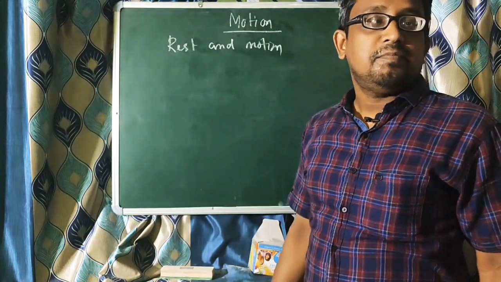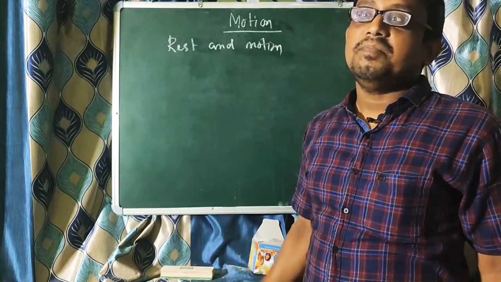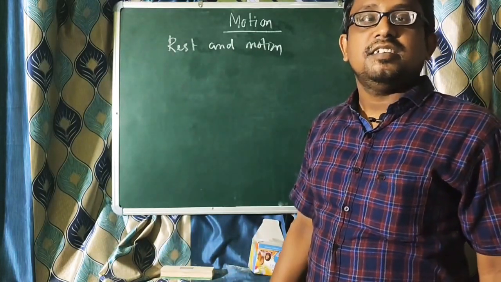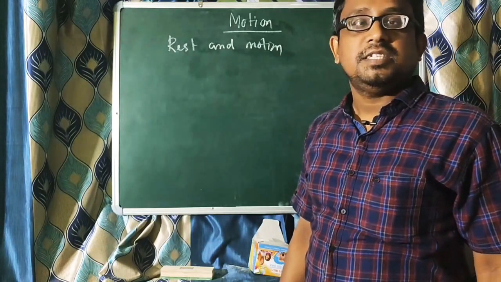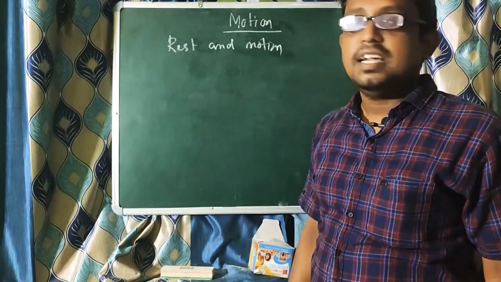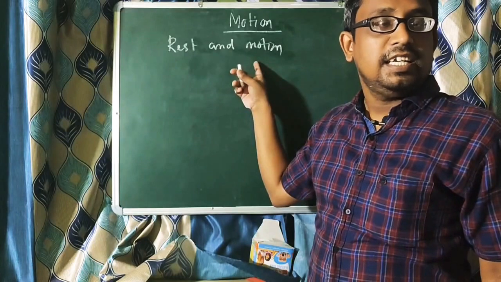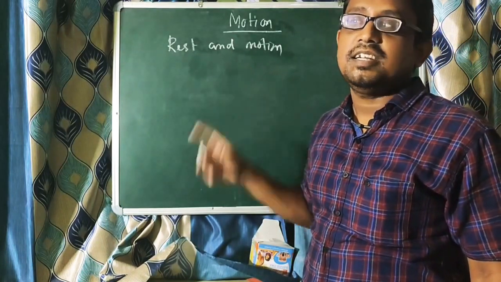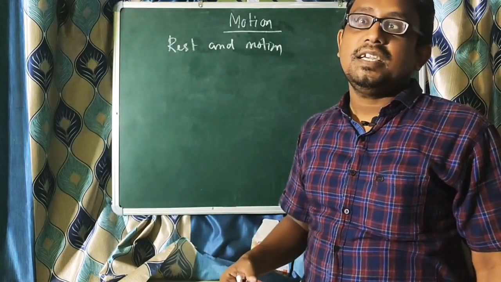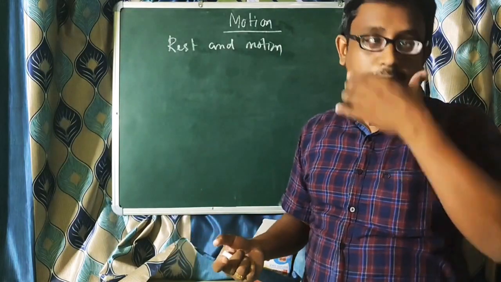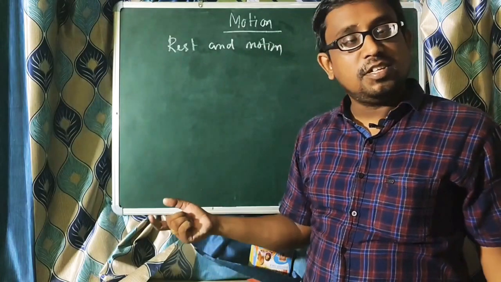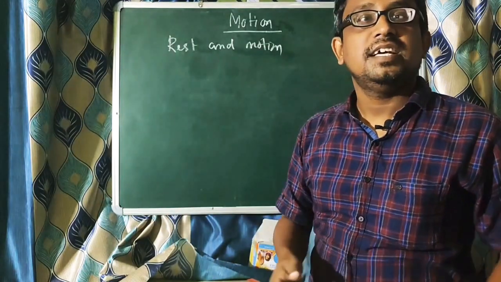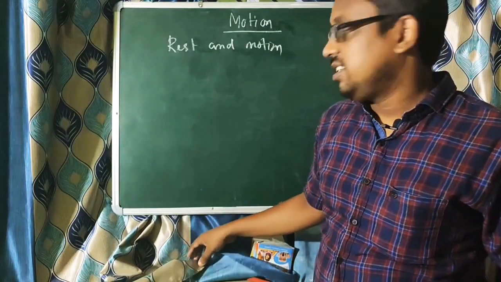Now you have read in previous classes that a body is said to be at rest if the body does not change its position with respect to time and surrounding, and a body will be in motion if it changes its position with respect to time and surrounding. That means if the body changes its position, then the body will be in motion. If the body does not change its position, the body will be at rest. Okay.